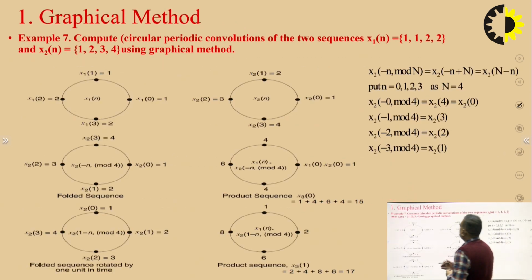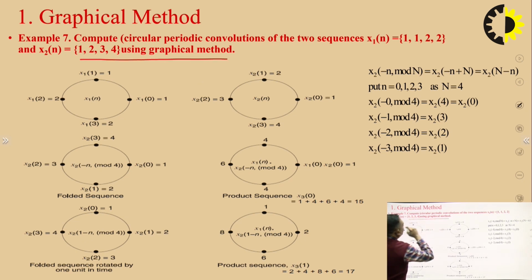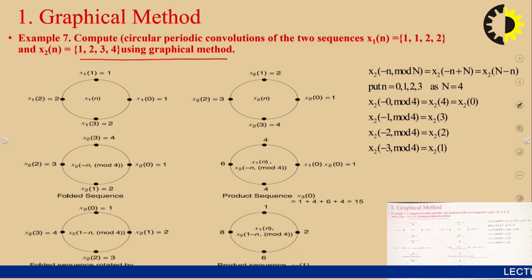Let us suppose there are two sequences given as x1[n] equals 1, 1, 2, 2 and another sequence is 1, 2, 3, 4. So we have to find the circular convolution of these two sequences using the graphical method. Okay, so how will we represent it? This method is also called the circle method, and because we are finding the circular convolution, these sequences need to be periodic, so we are putting these sequences in the form of a circle.